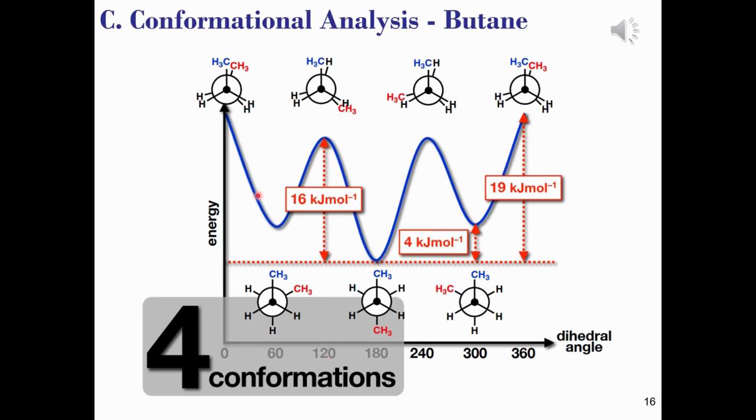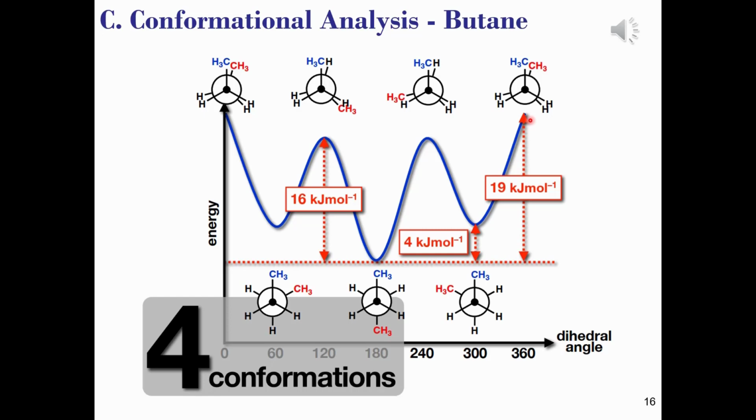Ethane only provided us with 2 conformations. That was a staggered and an eclipsed conformation. However, this time we have a much more interesting energy profile. There are now 4 different conformations, and there are accordingly 4 different energies. So we have 16 kilojoules per mole, 0 kilojoules per mole, 4 and 19. So let's now take a look at the reasons behind these particular conformations and their relative energies.